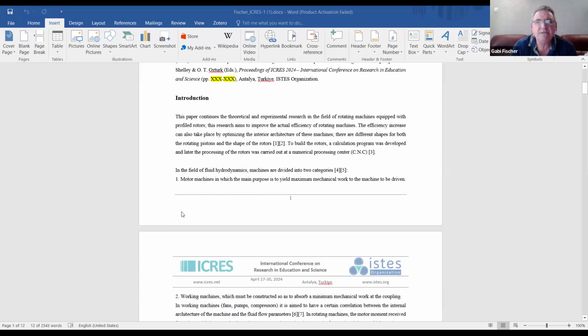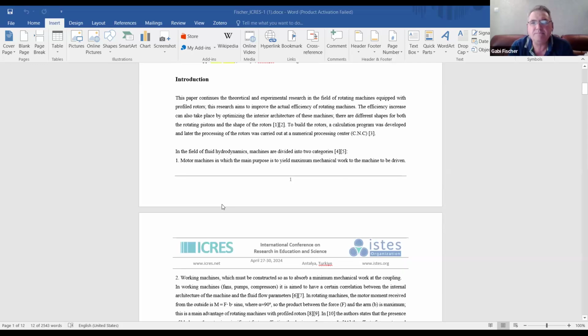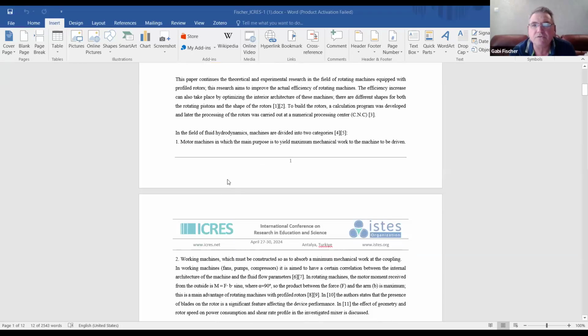So in this case, this paper continues the theoretical and also the experimental research in the field of rotating machines equipped with profiled rotors. This research aims to improve the actual efficiency of rotating machines. The efficiency increase can also take place by optimizing the interior architecture of these machines, where there are different shapes for both the rotating pistons and the rotors.